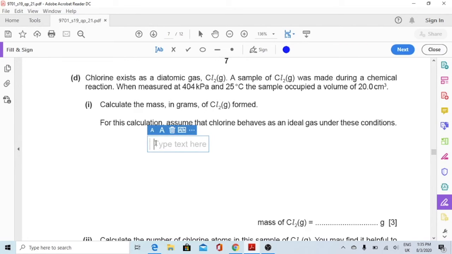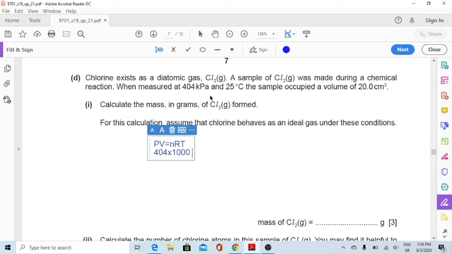Okay, so the formula for ideal gases is pressure into volume is equal to number of moles into the gas constant into temperature. Now pressure needs to be in Pascal, volume needs to be in meter cube. Number of moles over here, R has a constant value of 8.314. Temperature needs to be in Kelvin. So pressure for us is 404 into 1000, since over here in the question it is in kilopascal, so we must convert that into pascals.